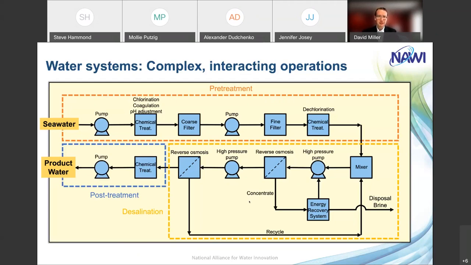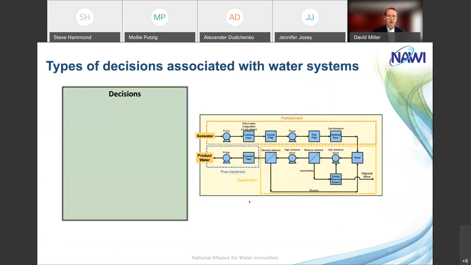So if our seawater quality changes, that might require a change in our pretreatment process. If we want to substitute in a piece of equipment or new technology somewhere, that will affect some of the existing technologies that are a part of that. So really, as we think about just a seawater desalination system, there are a number of different types of questions that we might want to ask and different types of decisions that we might want to make.